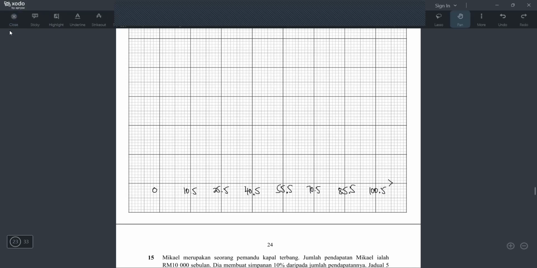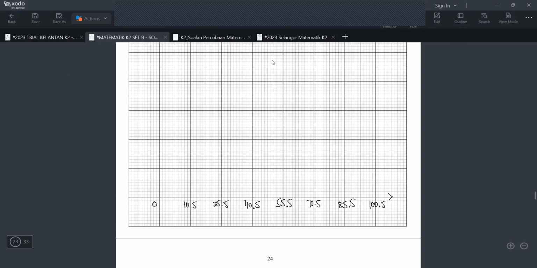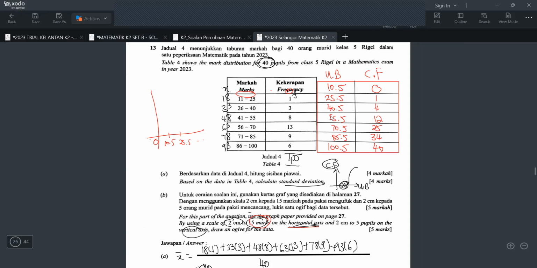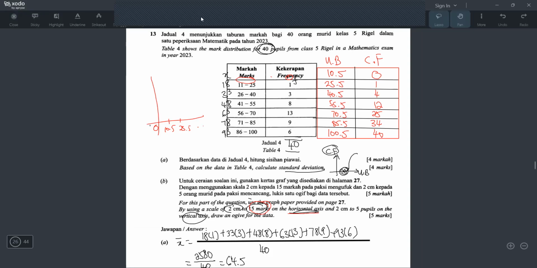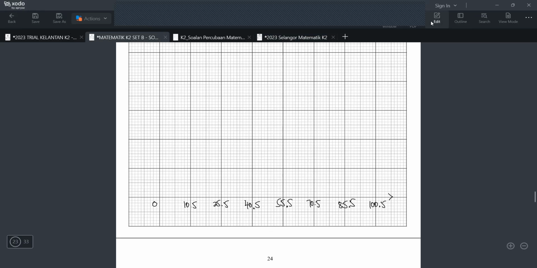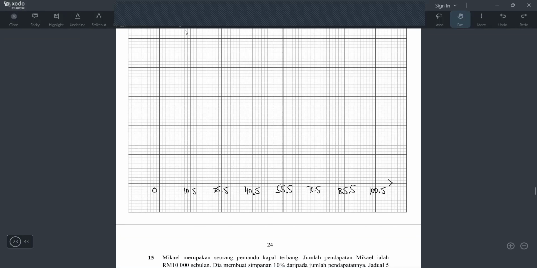And don't forget, this is because you use the upper boundary, right? Okay, let's go back to the table and double check 10.5 until 100.5. So yeah, you can see it, right? 10.5 and then keeps plus 15 until 100.5, right? Even though we are using upper boundary for our x-axis, we cannot write upper boundary there. We have to write marks. So here we will write marks. And if you don't have enough space, you can write down here also.